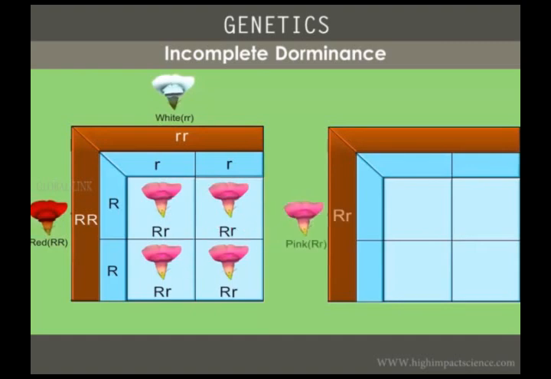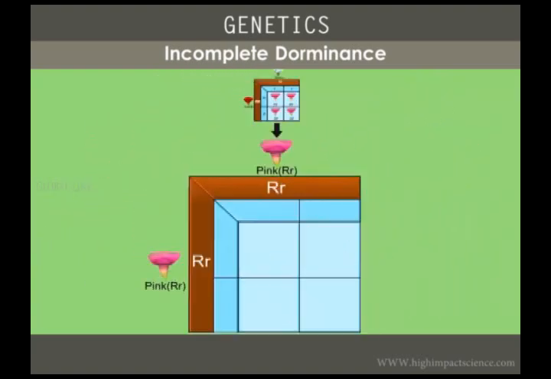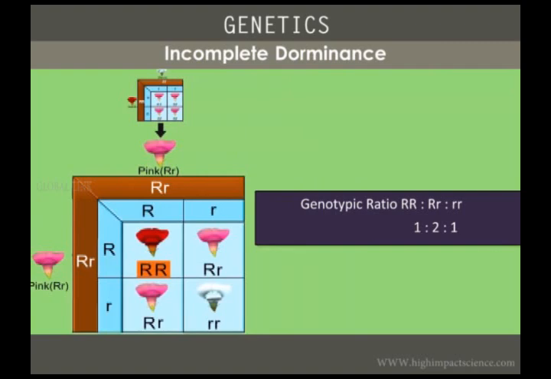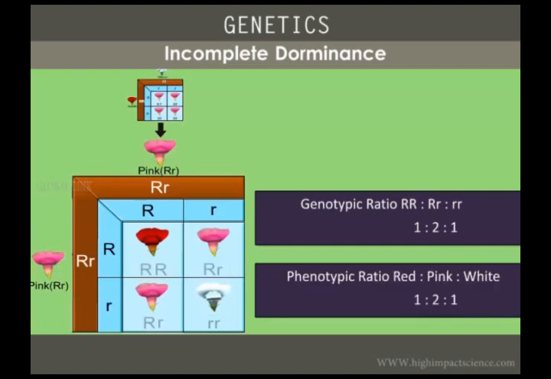Then, the flowers of the F1 hybrid were self-pollinated, and the genotypic ratio obtained in the F2 hybrid was 1:2:1, the same result obtained by Mendel on the pea plants. However, the phenotypic ratio obtained in the snapdragon plant was also 1:2:1, which is different from the 3:1 ratio in the pea plant. Here, both genotypic and phenotypic ratios are the same.